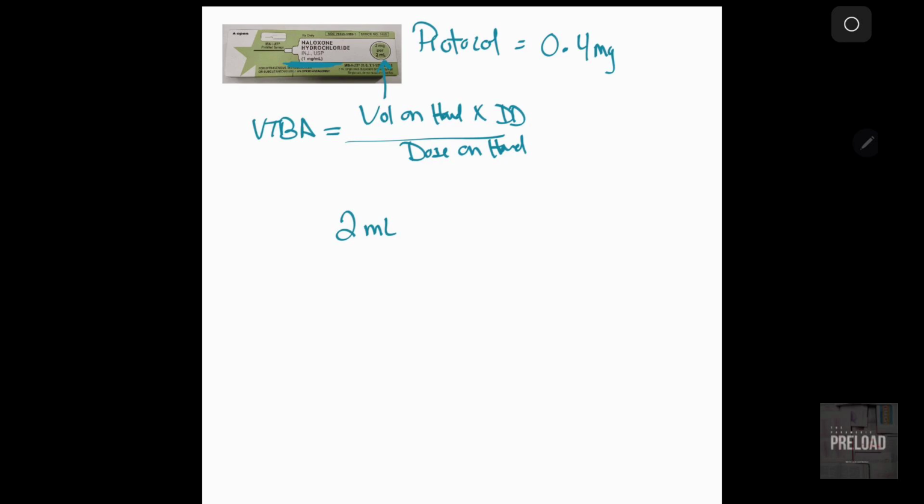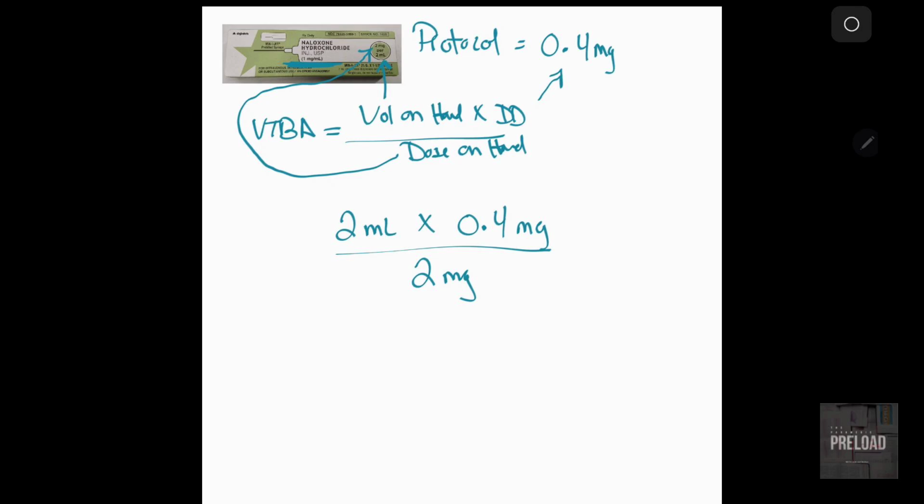What's our desired dose? Well, we just worked that out. Desired dose is our protocol dose. So times 0.4 milligrams over our dose on hand. Well, what's our dose that we have on hand? How much total medication do we have? We have 1 milligram per ml. We talked about that in concentration, but we have 2 mLs. So if you look at that bubble again, I'm going to draw an arrow that goes all the way up and around to it. We have 2 milligrams total as far as dose on hand. So dose on hand, 2 milligrams.